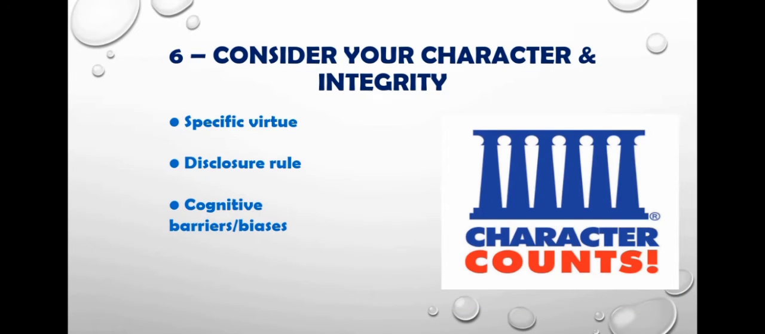And the sixth step is to consider your character and integrity. So you need to consider these things: the specific virtue, the disclosure rule, and the cognitive barriers and biases. It is important to consider integrity and character, for it supports virtue-based decision making, and it is also relevant to the situation. And disclosure also is important, for it asks if you would be comfortable knowing about the action you propose to take. So in the decision making process, it is really important to consider your character and integrity.